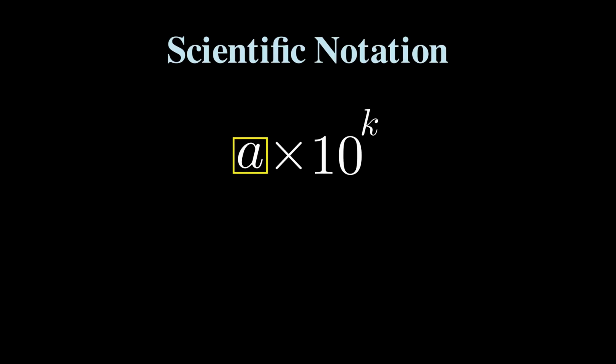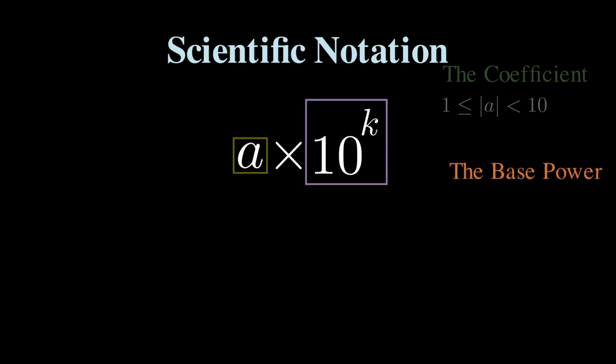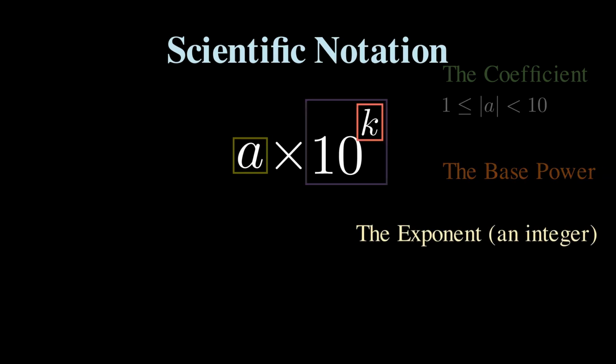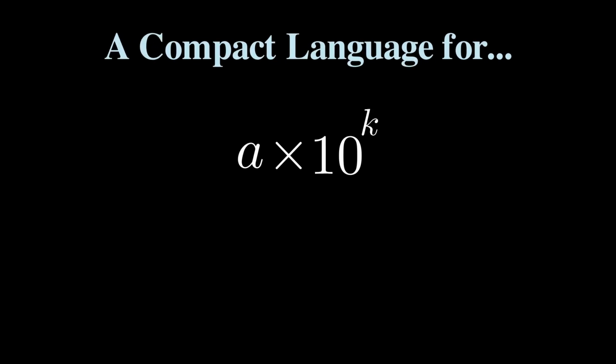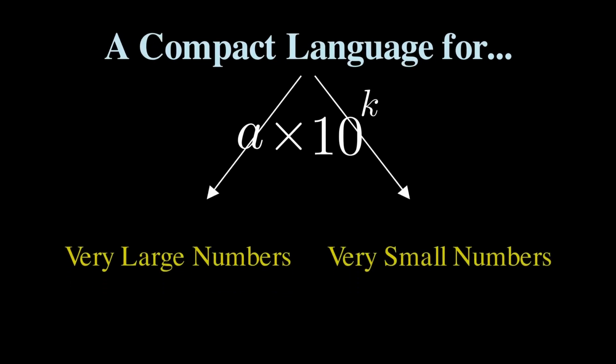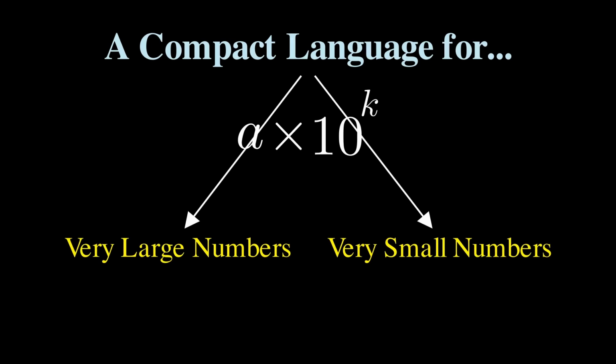The first part, a, is called the coefficient. The crucial rule for a is that its absolute value must be greater than or equal to 1, but less than 10. The second part is a power of 10, where k, the exponent, is an integer, meaning it can be positive, negative, or 0. A positive exponent tells us we're dealing with a large number, while a negative exponent signals a very small one.